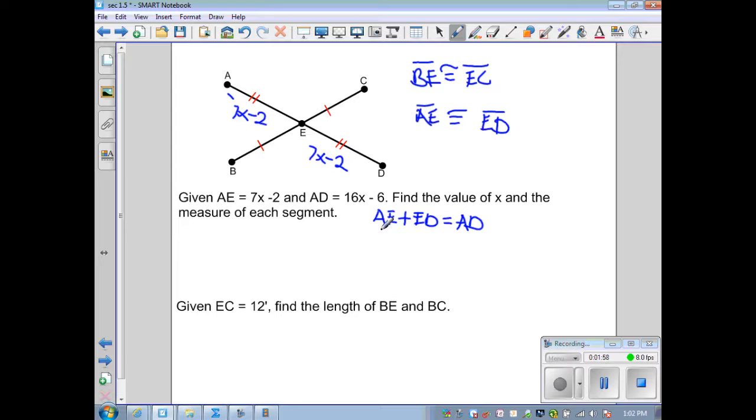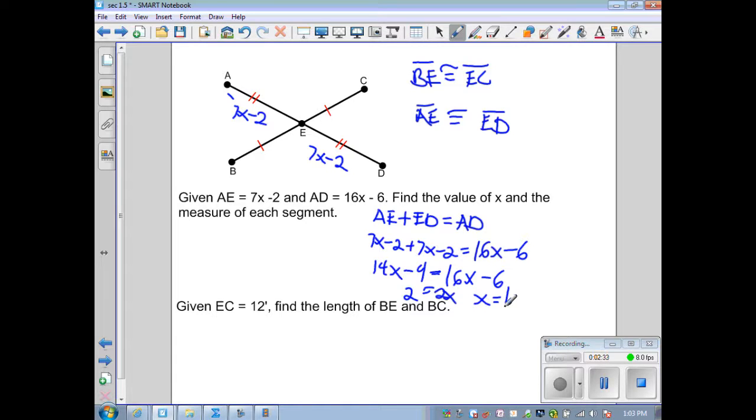Now, I just substitute in the expressions. 7x minus 2 plus 7x minus 2, and that equals AD, which is given to be 16x minus 6. Simplifying and solving, I get 14x minus 4 is equal to 16x minus 6. That gives me 2x equal to 2, or x is equal to 1.